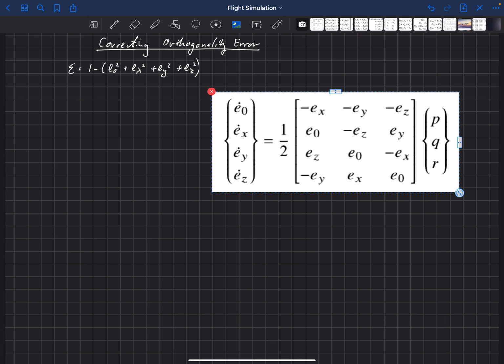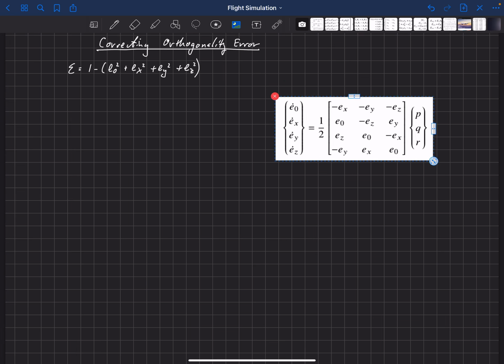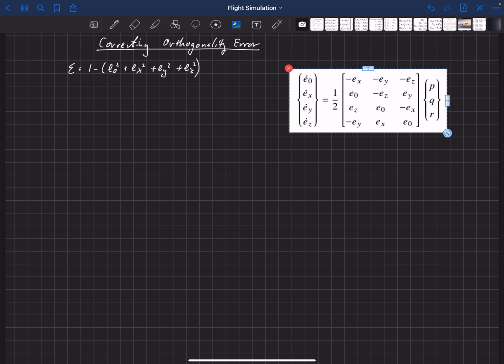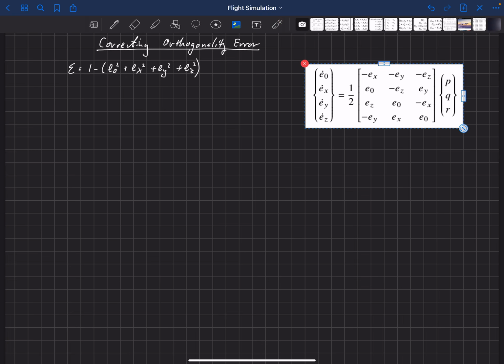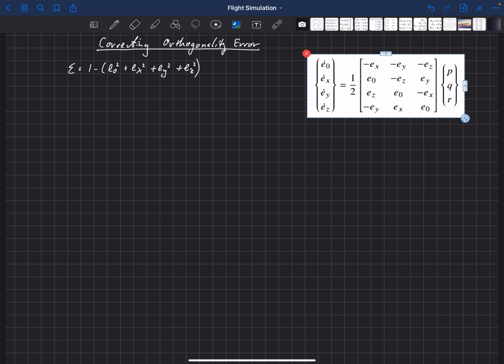Okay, so here's our matrix that we're using to update the quaternion at each time step. Remember, the change in quaternion is dependent on the current quaternion and then our current rotation rates. So this is one way to compute this, but let's look at the same development in a different form here.